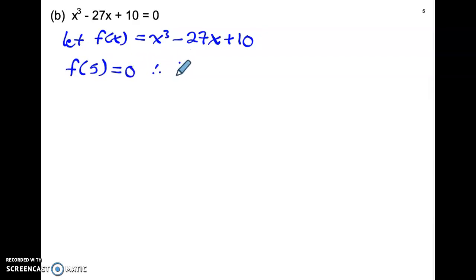So I'm going to let f at x equal the cubic, and then we have to find something that makes f at x equal to 0. And if you tried a bunch of things, you would eventually get that f at 5 equals 0, which means that x minus 5 is a factor by the factor theorem. Okay, so we can divide that out.